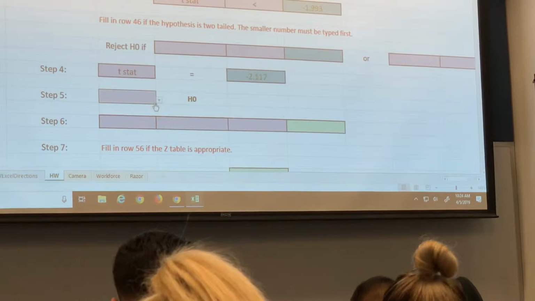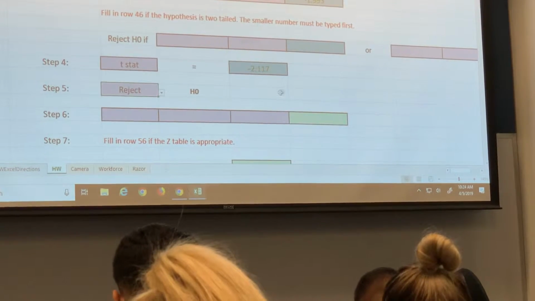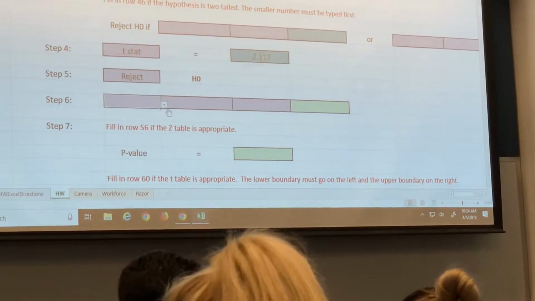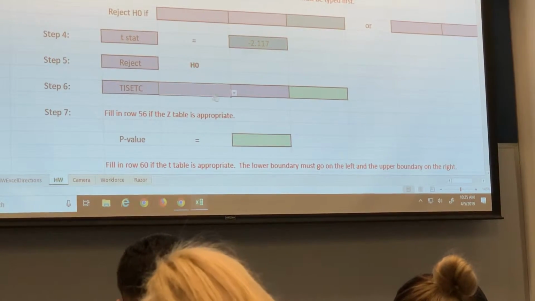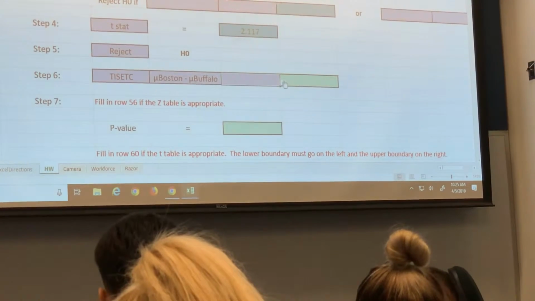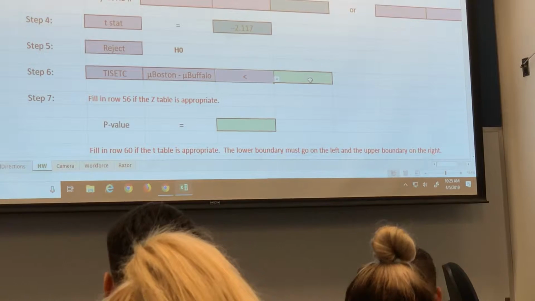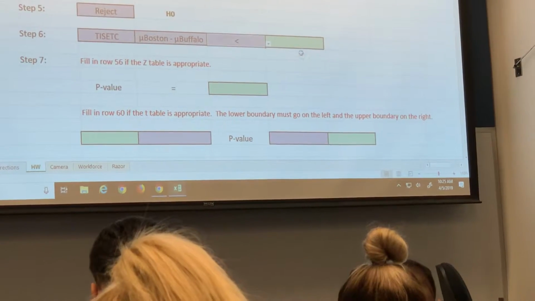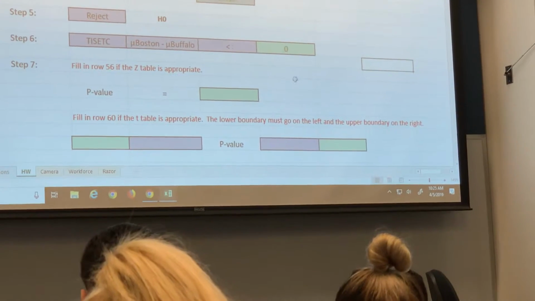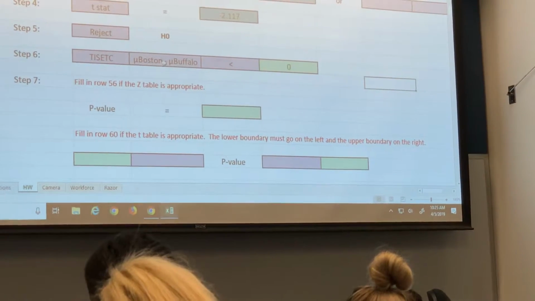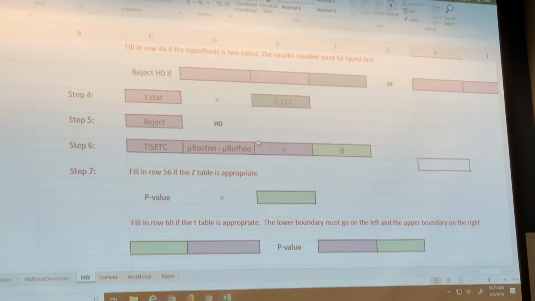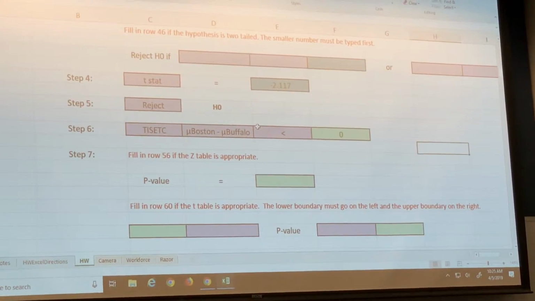Now what is my decision? Reject H0, because this is less than negative 1.993. Then there is evidence to conclude mu Boston minus mu Buffalo is less than 0. So this is my decision. There is evidence to conclude mu Boston minus mu Buffalo is less than 0.